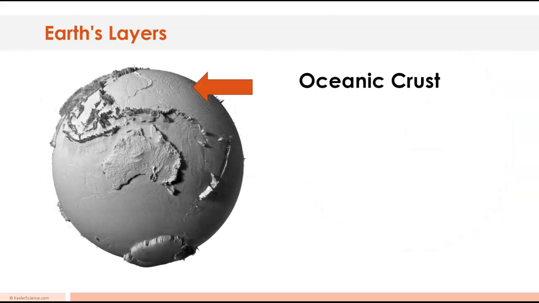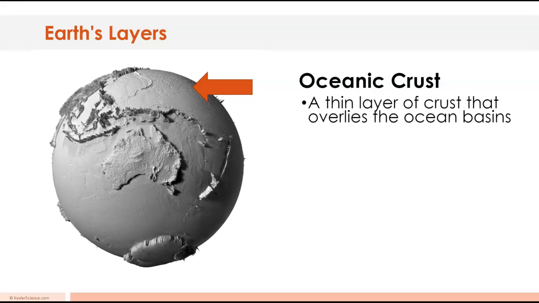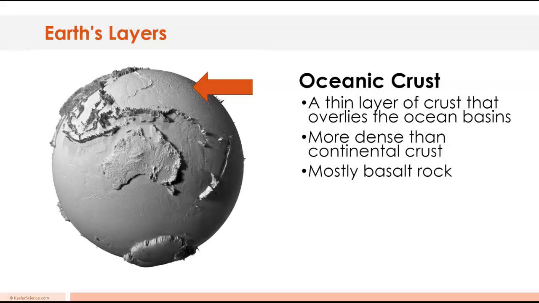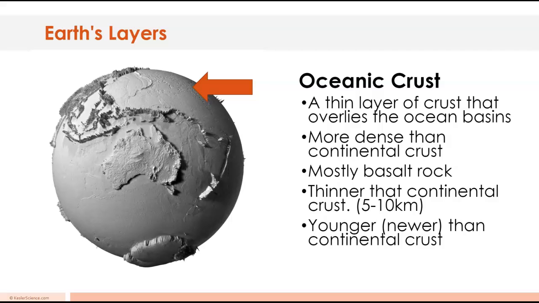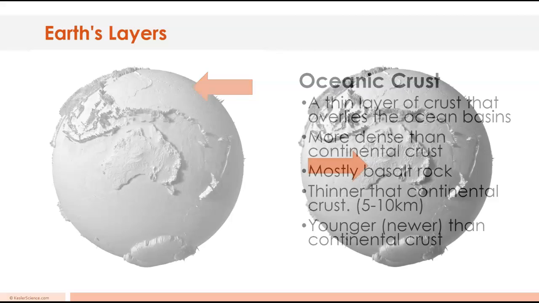All right, so last week we talked about what happens when these chunks of crust run into each other, the different boundary types, the mountains and volcanoes and things that they form. This is just a little review. So there's 2 flavors of crust. There's oceanic crust. It's underneath the ocean. It's really thin. It's more dense than continental crust. It's made of a rock called basalt, and it's thinner than the continental crust. It's also younger than continental crust.